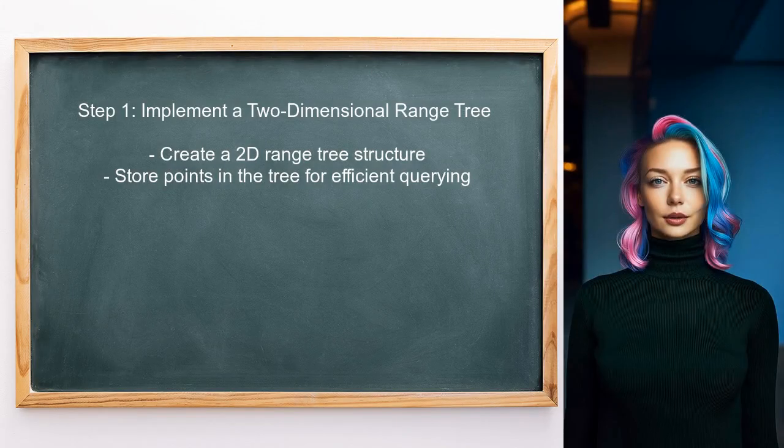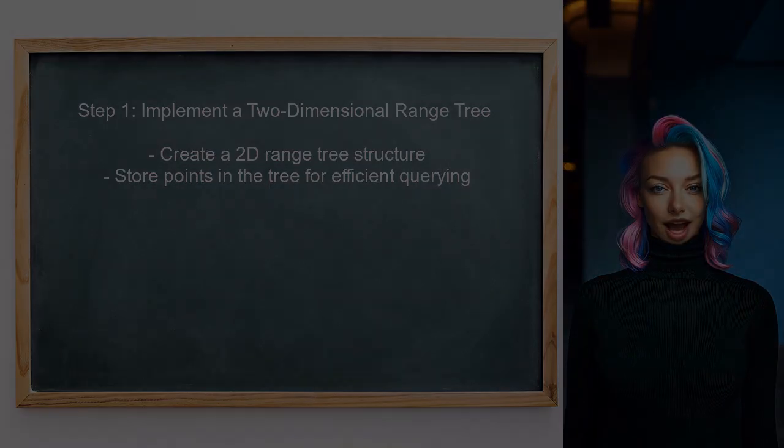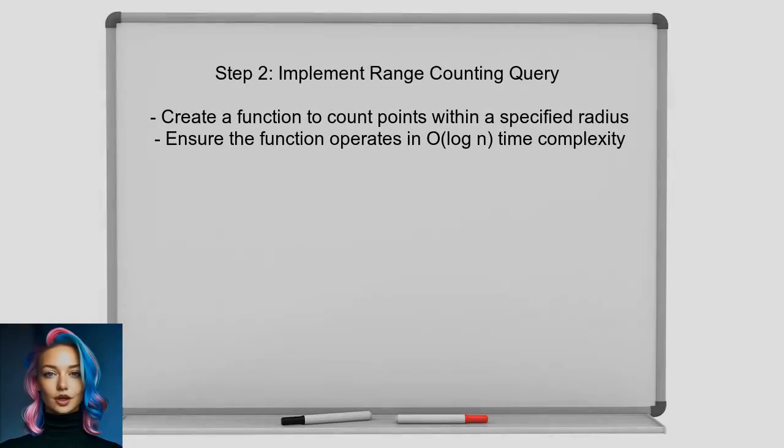To find the point with the most surrounding points, the user should first implement a two-dimensional range tree. This data structure will allow efficient querying of points within a specified range. Next, the user needs to implement a range counting query.